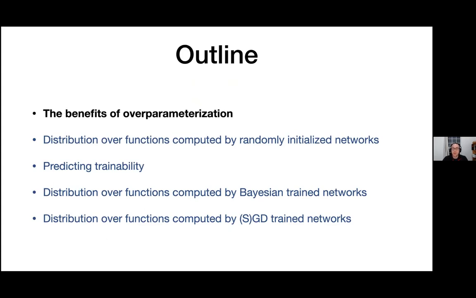The overall structure of the talk is going to be like so. I'm going to try to motivate why overparameterized neural networks are an interesting object to study. I'm going to talk about the distribution over functions computed by randomly initialized neural networks. I'm going to show how you can use an understanding of this distribution over functions to predict when networks will be trainable. And then I'm going to show that perhaps surprisingly, these results don't just hold at neural network initialization, but also describe the distribution over functions that result from either Bayesian parameter estimation or SGD training the network.